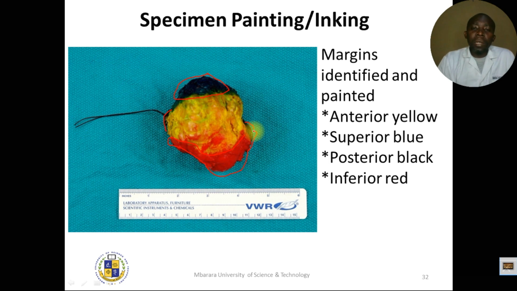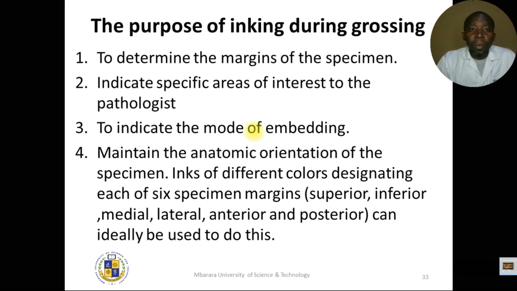So the same way we are seeing it here, we need to transfer the same orientation to the cassette after grossing, and then when we are embedding, it is important to maintain the same orientation. So the purpose of inking during grossing: number 1, it helps to determine the margins of the specimen; number 2, to indicate specific areas of interest to the pathologist; number 3, it is also important to indicate the mode of embedding, it will guide; and number 4, maintain the anatomic orientation of the specimen.